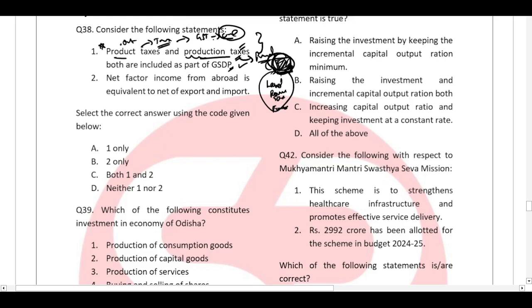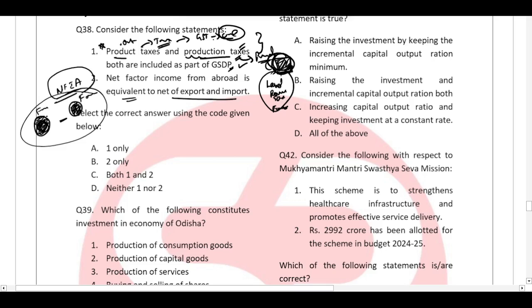Yes. Net factor income from abroad is equivalent to net of export and import. When we say net factor income from abroad, it means that on one side we are taking the income of all the, say, Indian citizens residing in a foreign country, and we remove the income of all the foreigners who are residing within India. The difference of that is the net factor income from abroad.